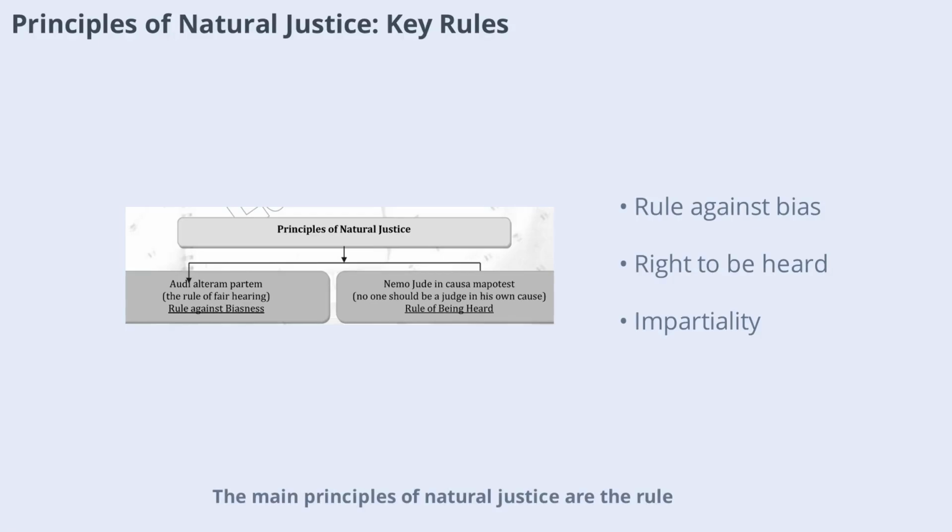Main principles of natural justice are the rule against bias and the right to a fair hearing. These rules ensure that decision-makers are impartial and that affected parties have an opportunity to present their case. Violations of these principles can render administrative actions invalid, highlighting their importance in upholding justice.